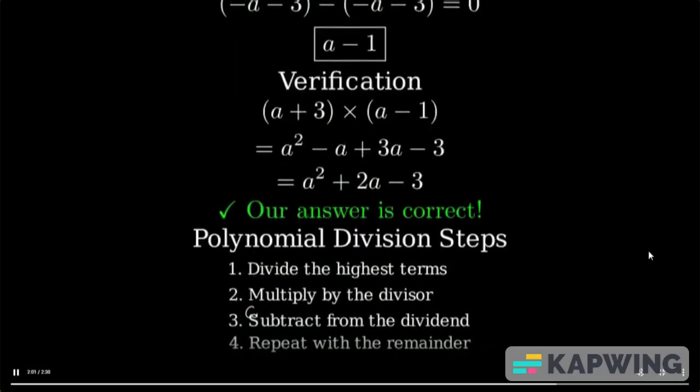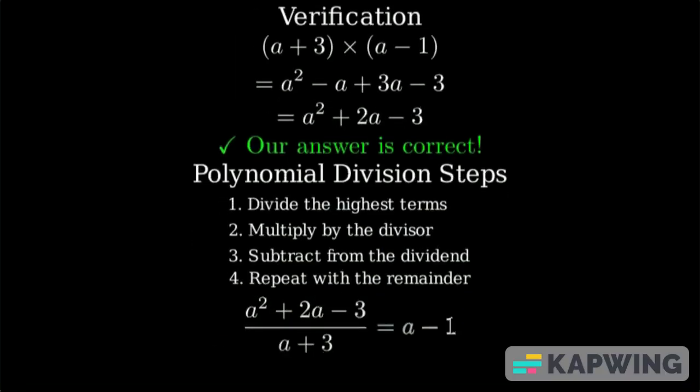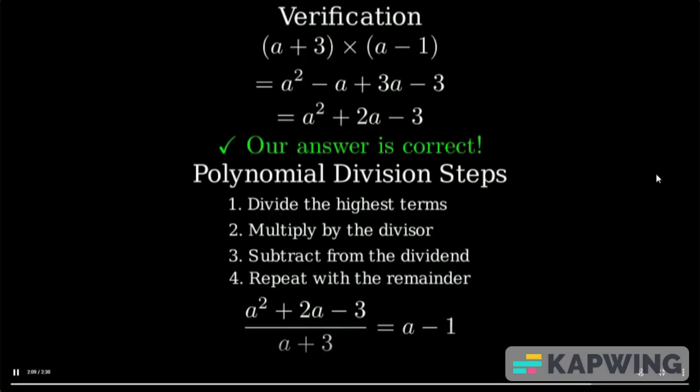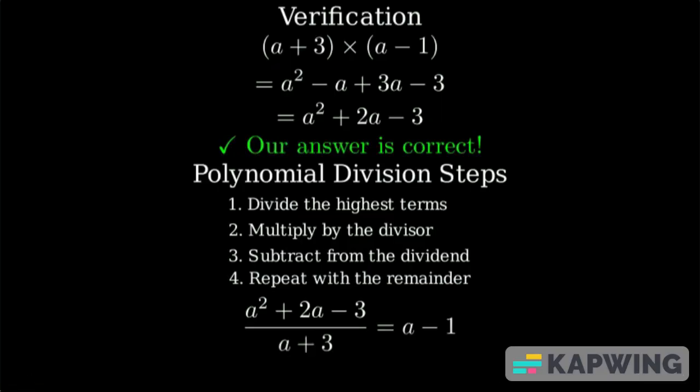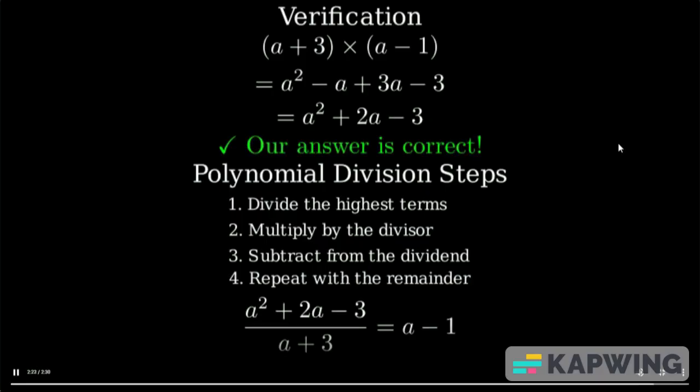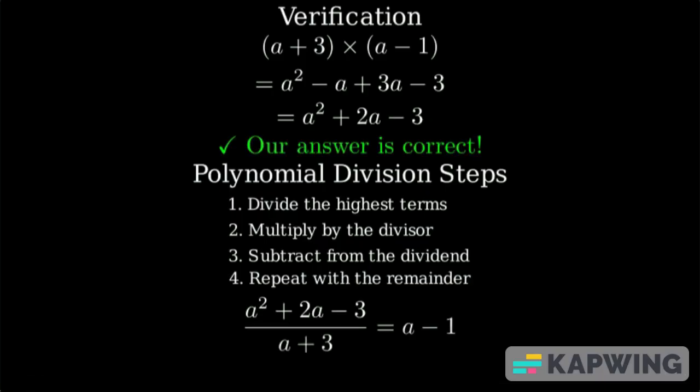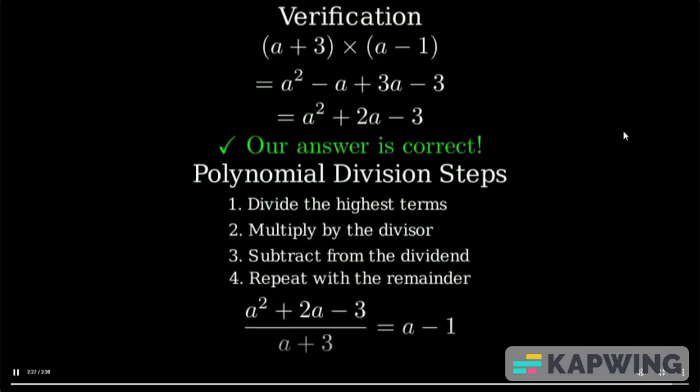To summarize, polynomial division follows these key steps. First, divide the highest degree term of the dividend by the highest degree term of the divisor. Second, multiply the result by the divisor. Third, subtract this product from the dividend. Fourth, repeat the process with the remainder until the degree of the remainder is less than the degree of the divisor. In our case, we found that a squared plus 2a minus 3 divided by a plus 3 equals a minus 1.